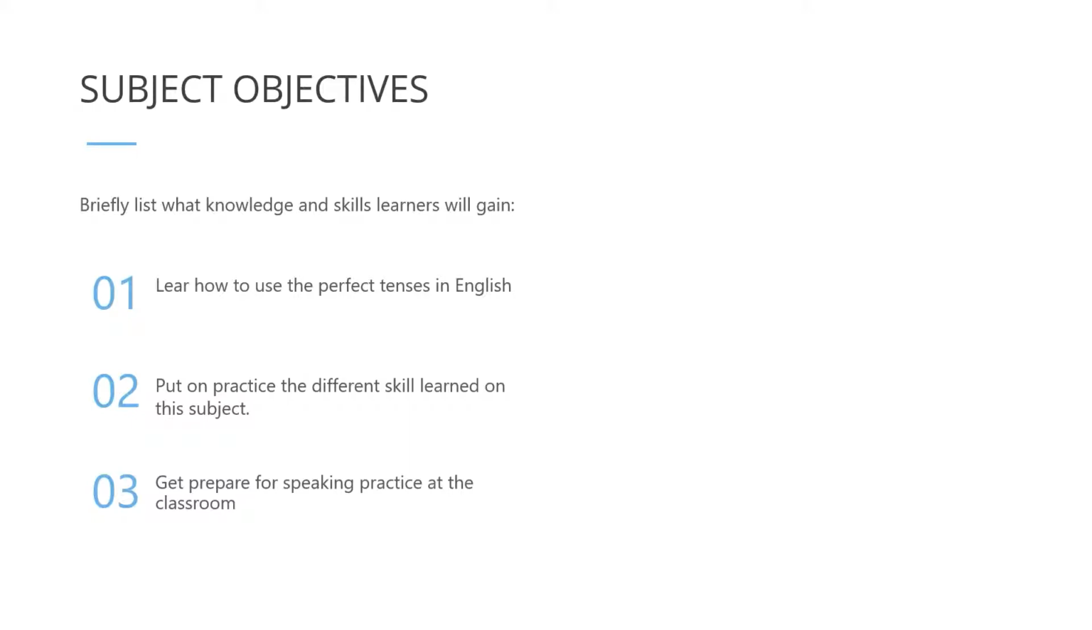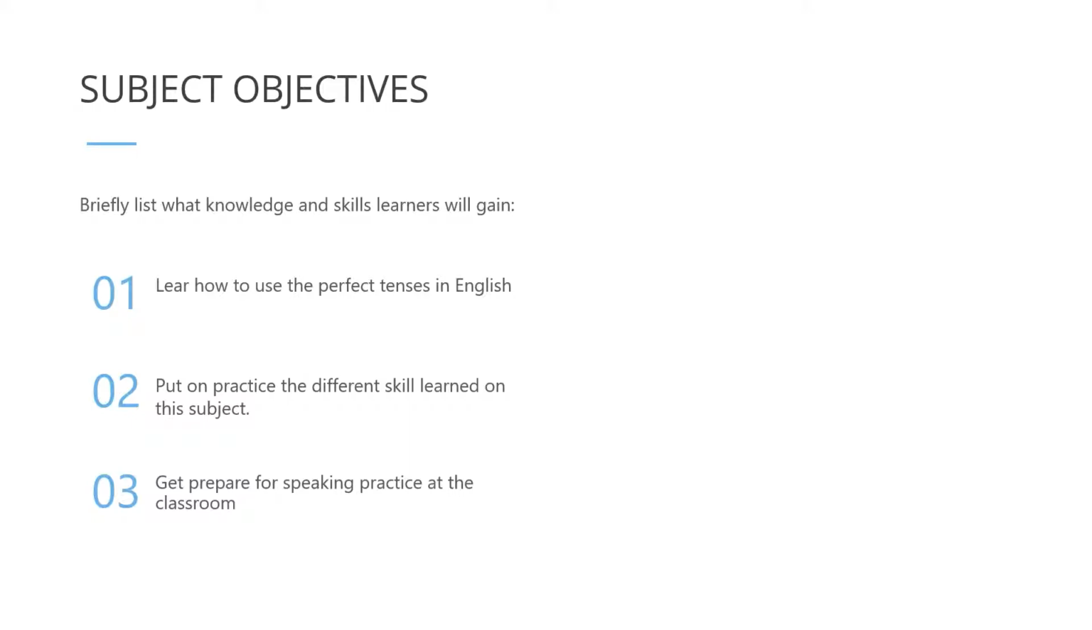First is learn how to use the perfect tenses in English. That is the first objective. The second objective is put into practice the different skills learned on this subject. After this video, you're going to have a little test. Remember, don't take it as a test, take it as a practice. And the third objective is get prepared for the speaking practice in a classroom.